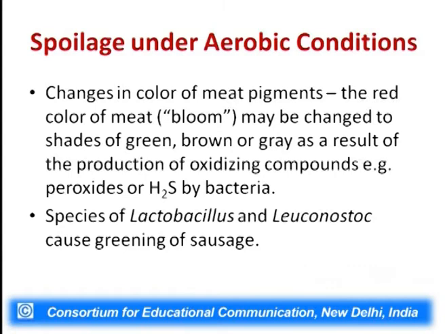Another kind of spoilage is changes in the color of meat pigments. The red color of meat is called bloom, and this color may be changed to shades of green, brown or gray as a result of the production of oxidizing compounds such as peroxides or hydrogen sulfide by bacteria. Species of Lactobacillus and Leuconostoc are known to cause greening of sausages.